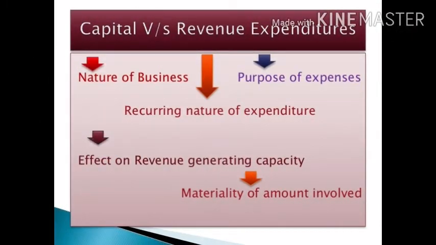Next slide is about capital versus revenue expenditure. First, you can see the nature of business, and for revenue expenditures, the purpose of expenses. Next, the recurring nature of expenditure. What is the interval of expenses? Effect on revenue generating capacity and materiality of the amount involved.